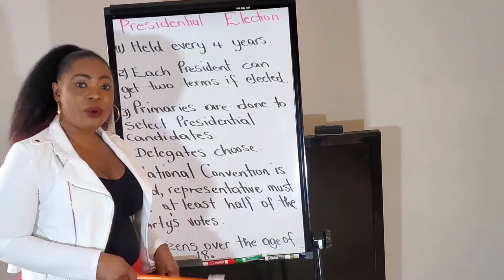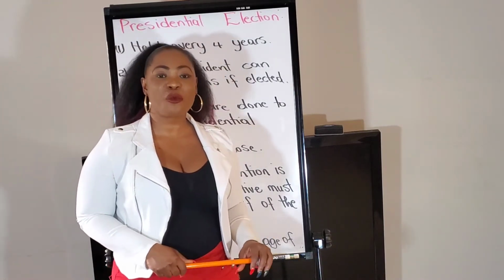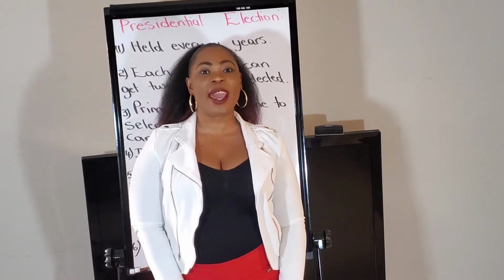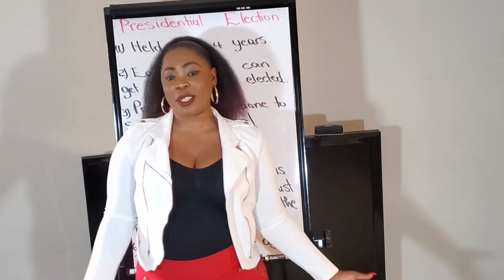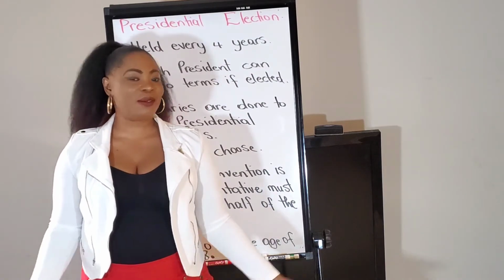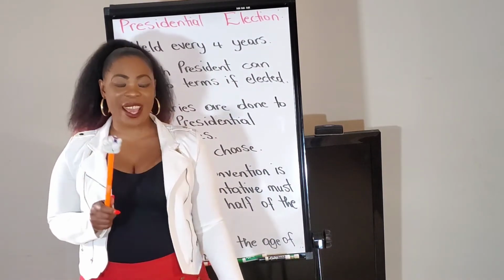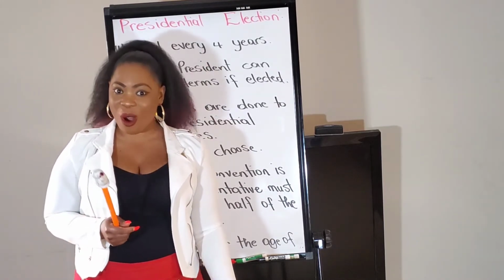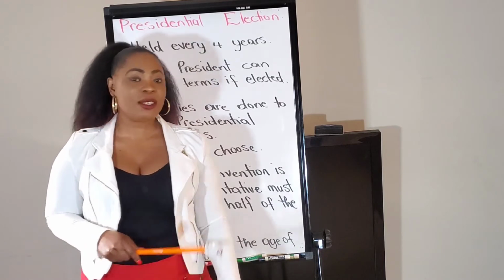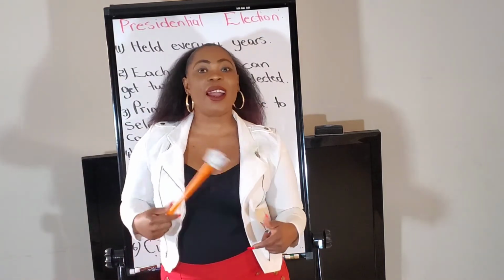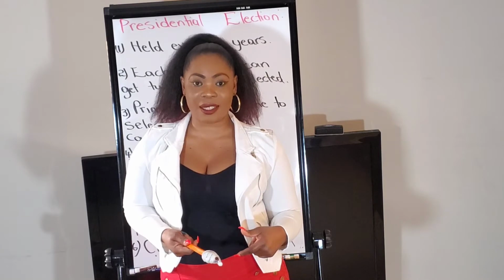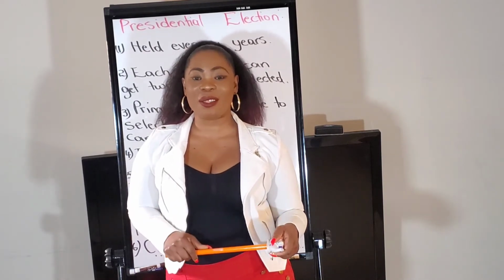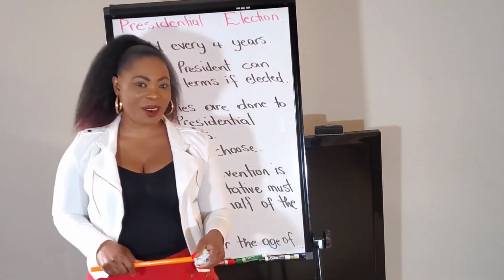Now, for you to vote, you must be a registered citizen that is over the age of 18 years. So if you're 10, my geniuses, 11, sorry, you'll have to wait until you're 18, and you must be registered to vote, and you also should be a citizen. So it's only persons that are 18 and citizens and registered to vote that can vote in the presidential election. All right?